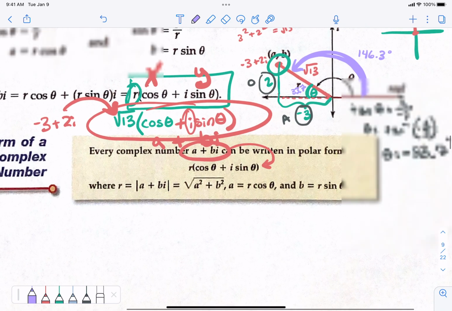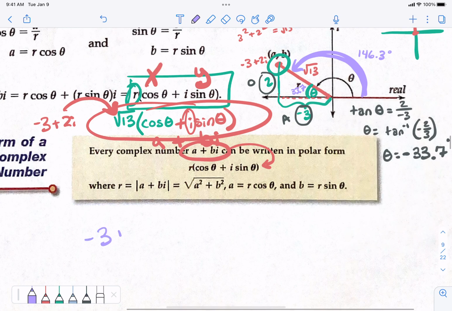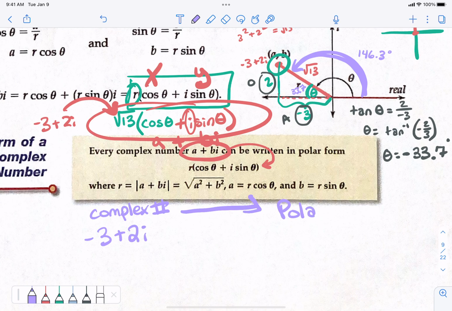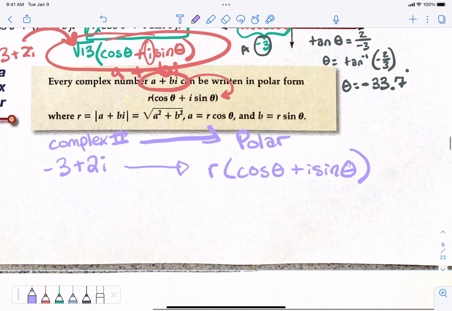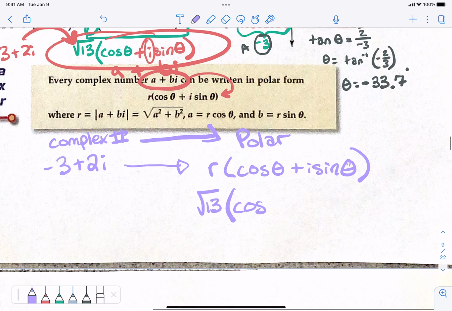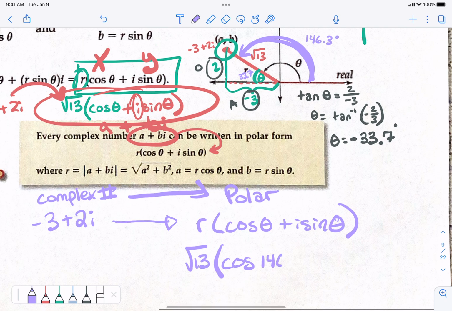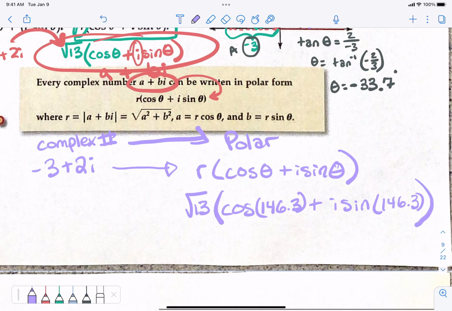So that's our conclusion of switching to polar form. Negative 3 plus 2i is a complex number. And the full switch to polar form is the r, I'm just going to write this in here, r times cosine of theta plus i sine of theta. This is the form that it needs to be in. So r we said was the square root of 13. Cosine of theta is the 146.3 plus i sine of 146.3. This is the full-blown putting it in polar form.